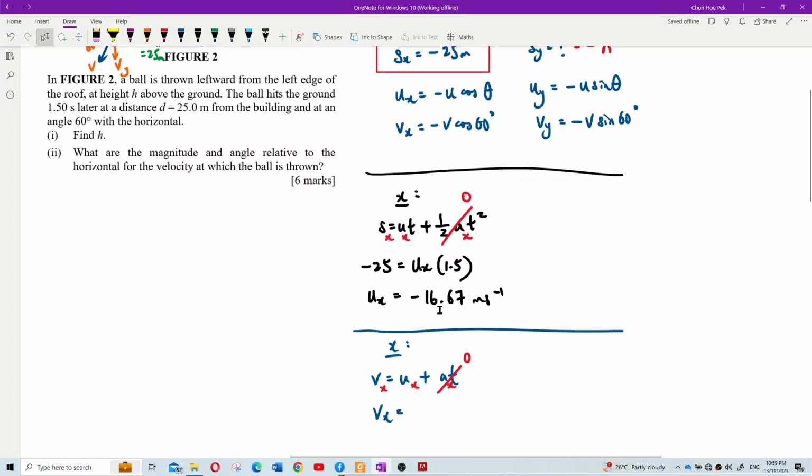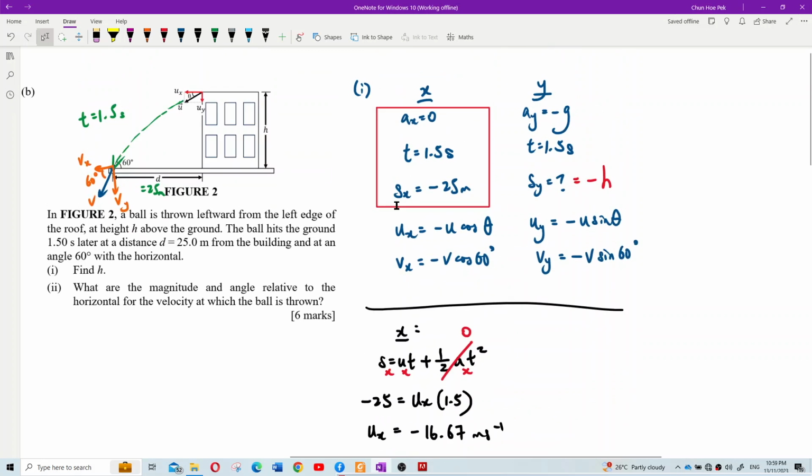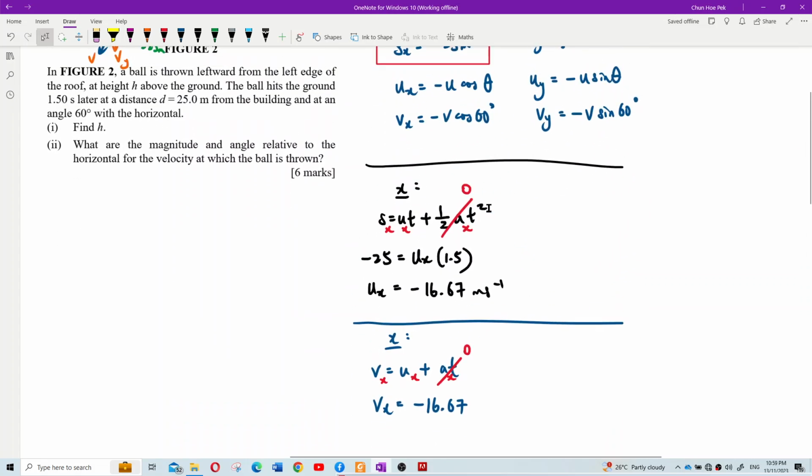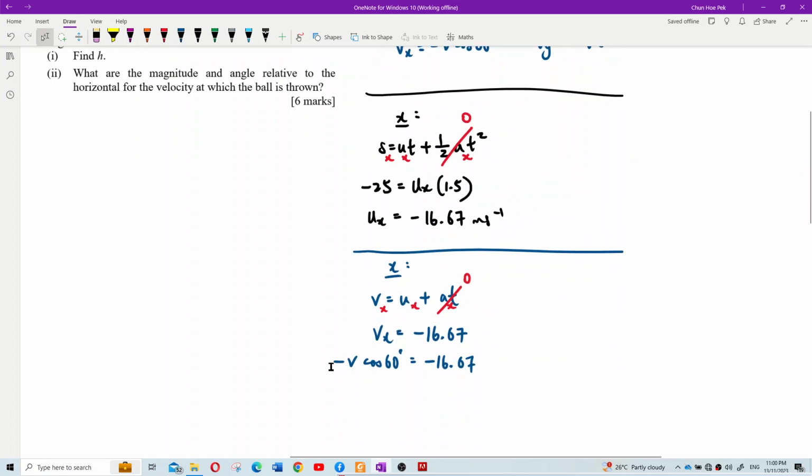Just now I got negative 16.67 for ux, so negative 16.67 is also Vx. And I got Vx is negative V cos 60, going to the left. So negative V cos 60 equals negative 16.67. So you see that?